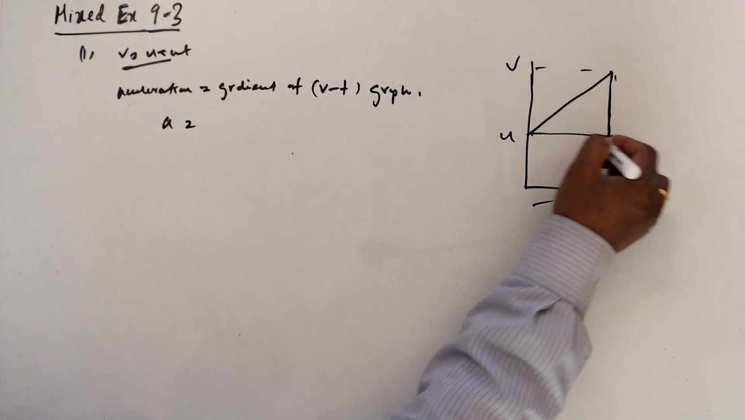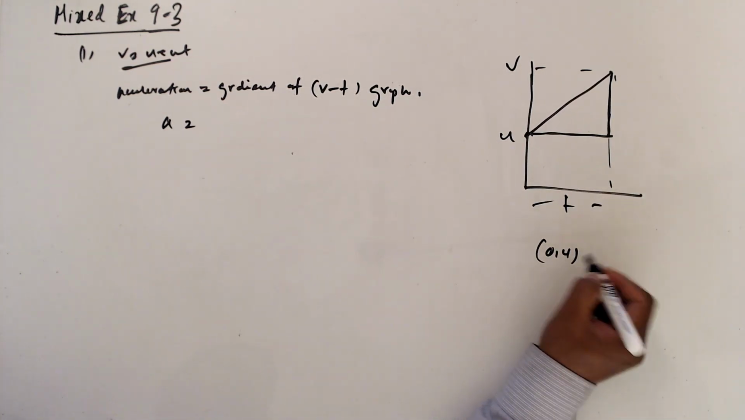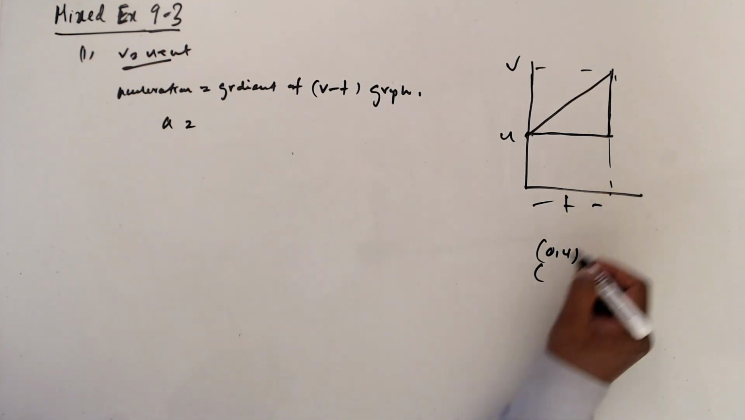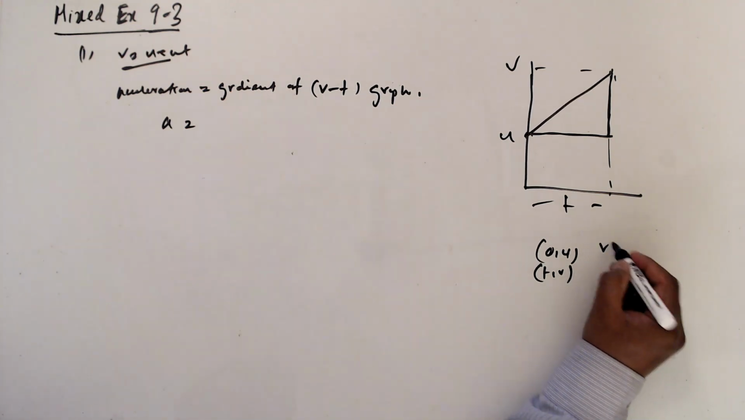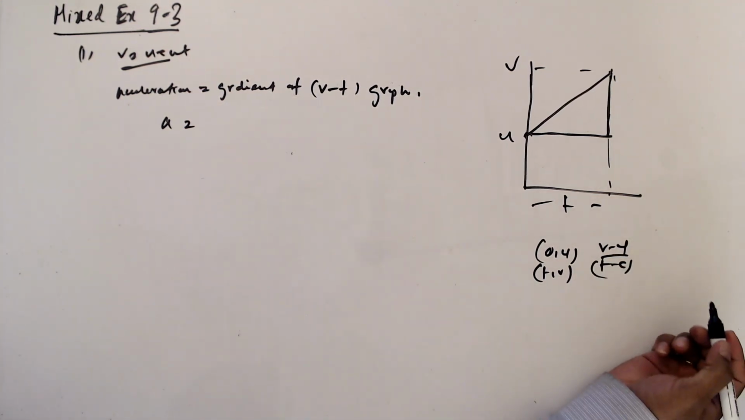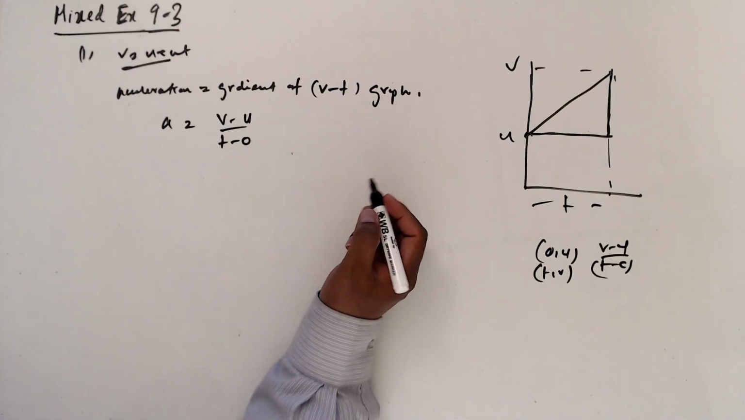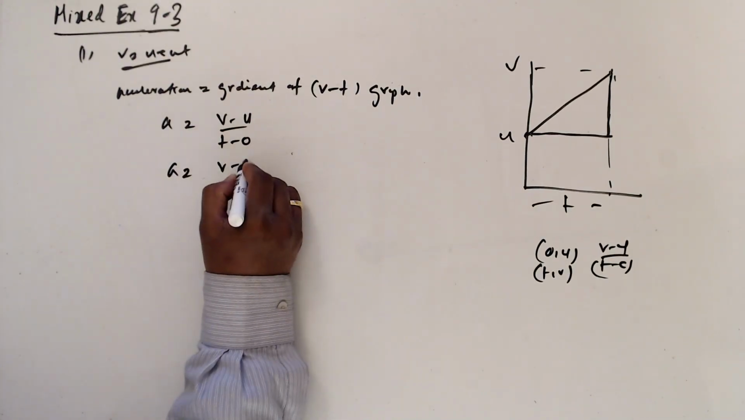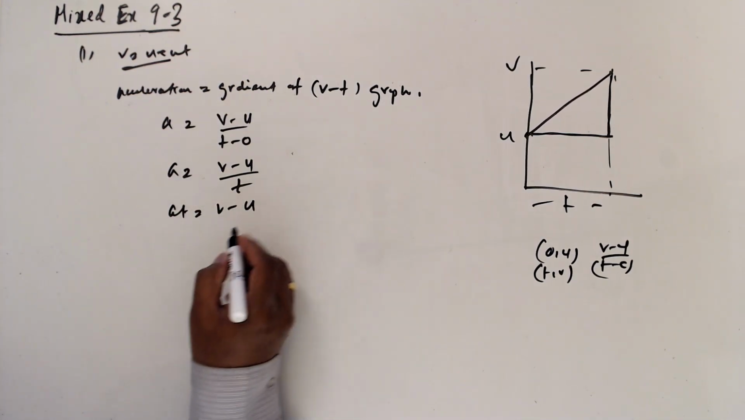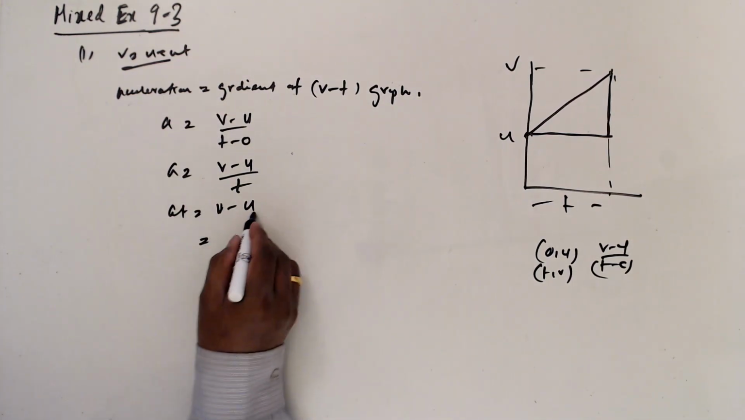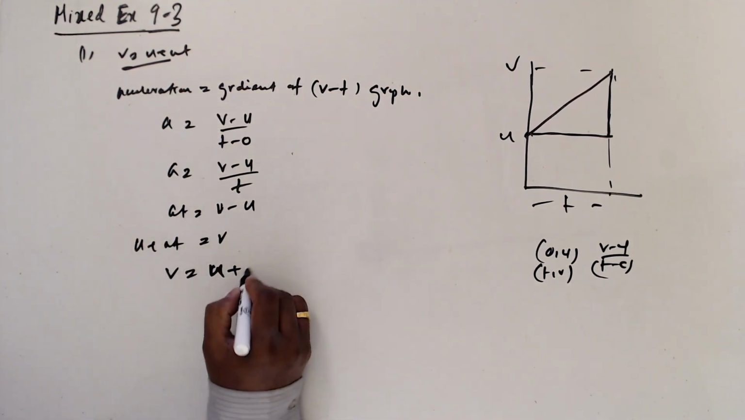How do you find the gradient of this one? This point is 0, U, and this point is T, V. Change in Y over change in X. So V minus U over T minus 0. So gradient is V minus U over T minus 0, which is A equals V minus U over T. So cross multiply, AT equals V minus U. Then U bring to this side, U plus AT equals V, which is V equals U plus AT.